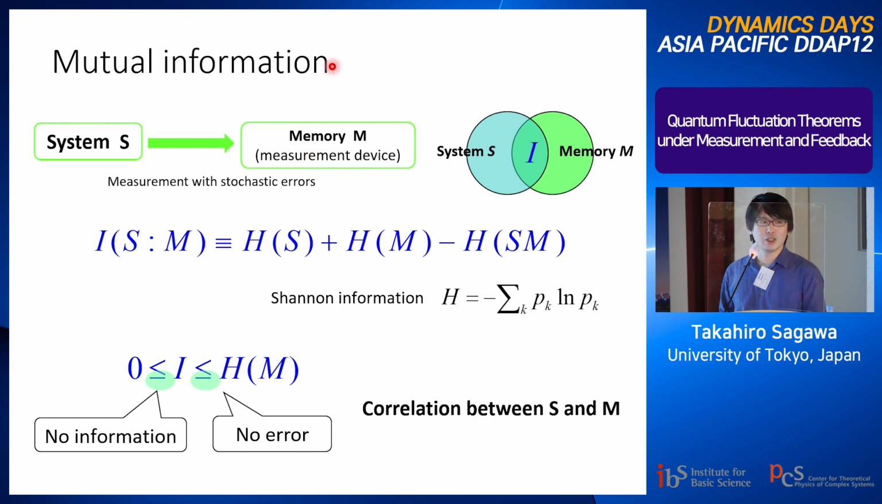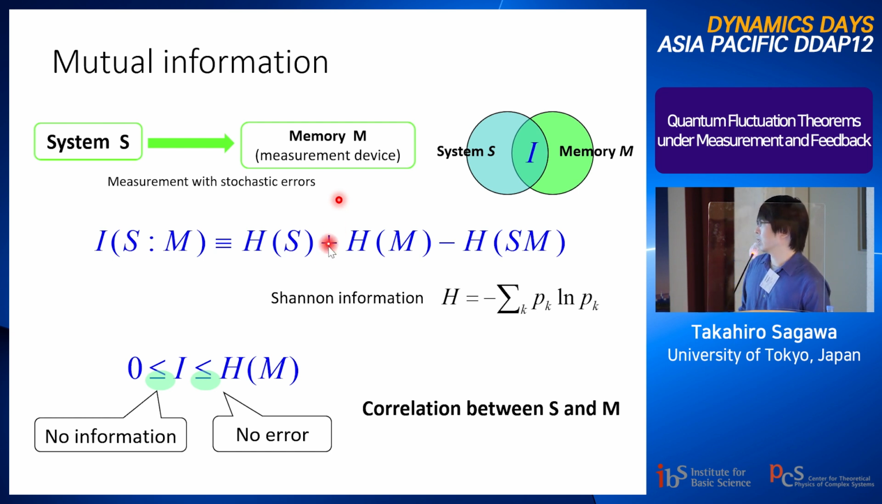In the classical scenario, the most important quantity in thermodynamics of information is known as mutual information. Mutual information quantifies a kind of correlation between two systems. In the context of Maxwell's demon, the system S is measured, and the measurement outcome is stored in a memory. Memory is, for example, the brain of Maxwell's demon. And the effective information obtained by the demon corresponds to the correlation between the system and the memory.